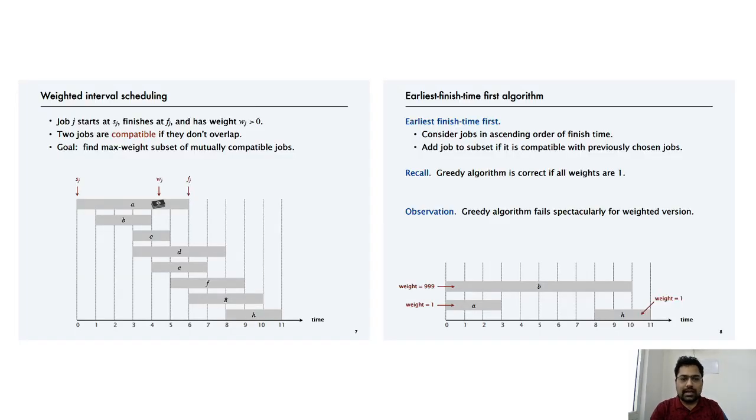Before starting this video, I must say I have collected this information from Tardos' book, the book written by Tardos and other co-authors. Here I've collected the information from the Tardos PPT.